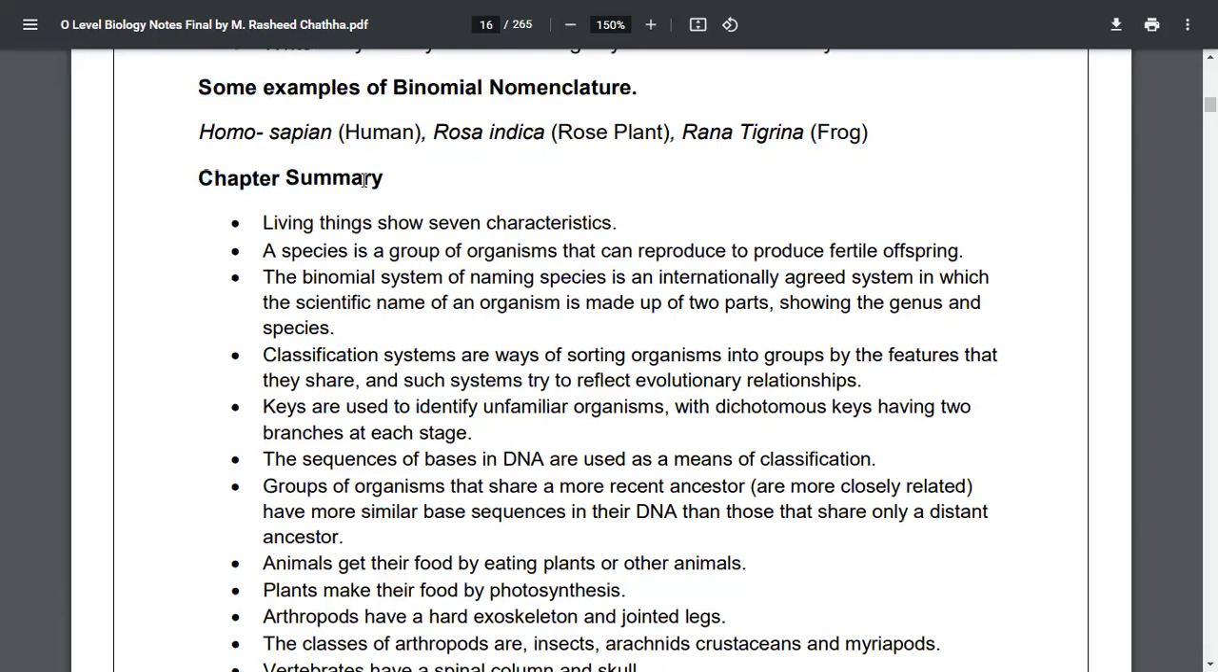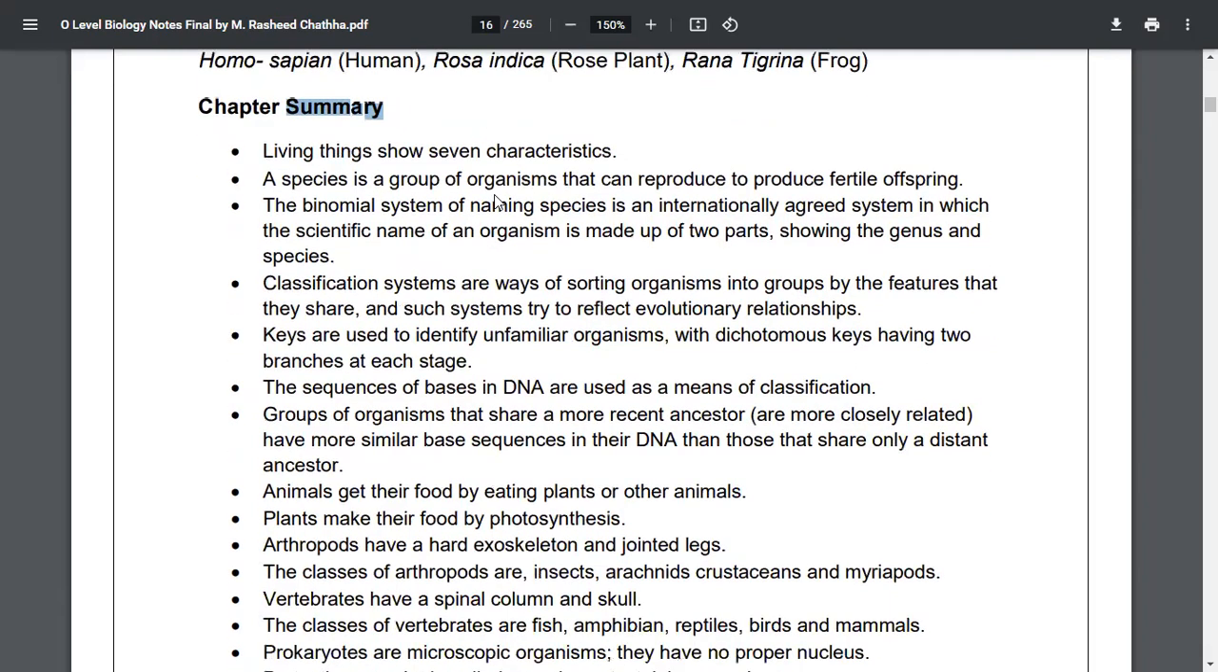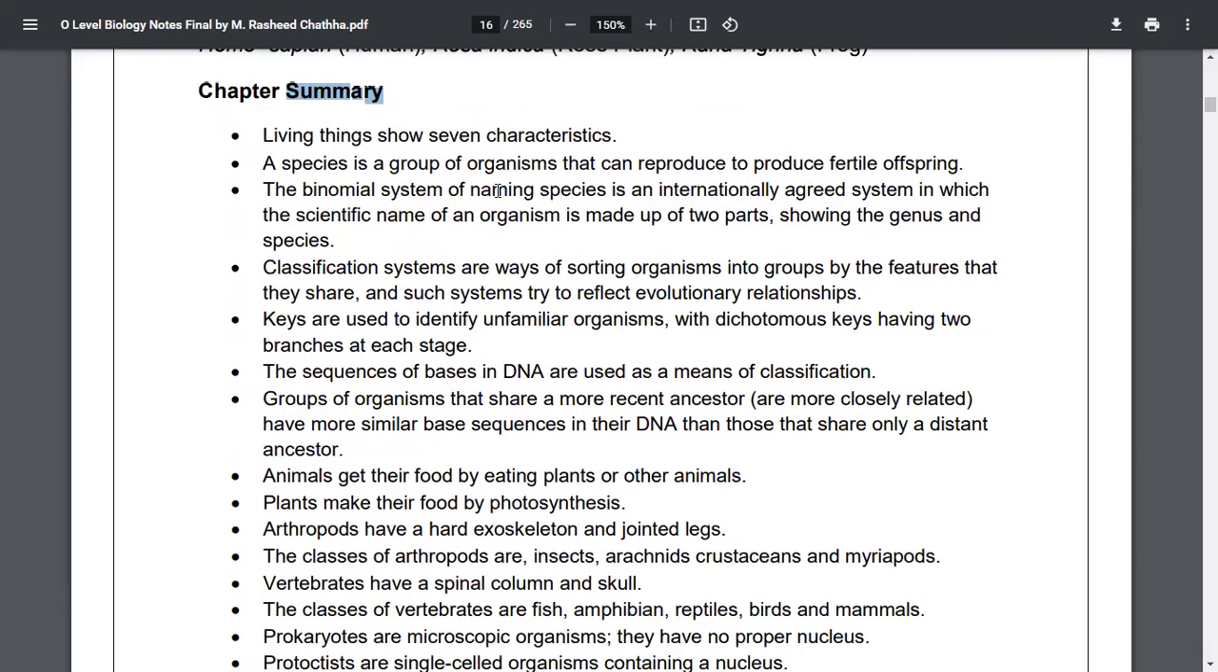Next, dear students, chapter summary. We are going to summarize the whole chapter within a few minutes. Living things show seven characteristics, which are MRS GREN. A species is a group of organisms that can reproduce to produce fertile offspring. The binomial system of naming species is an internationally agreed system in which the scientific name of an organism is made up of two parts showing the genus and the species.